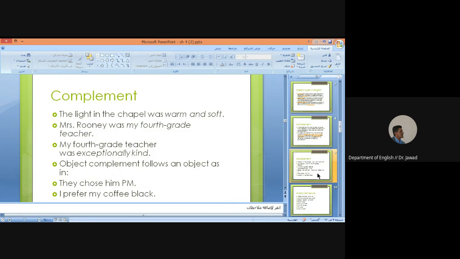They chose him PM, Prime Minister. So him is an object, PM is the complement of that object. And out of the two, we can constitute a clause. We can say he is the PM. I prefer my coffee black. My coffee is the object and black is the complement of that object, and we can say my coffee is black.